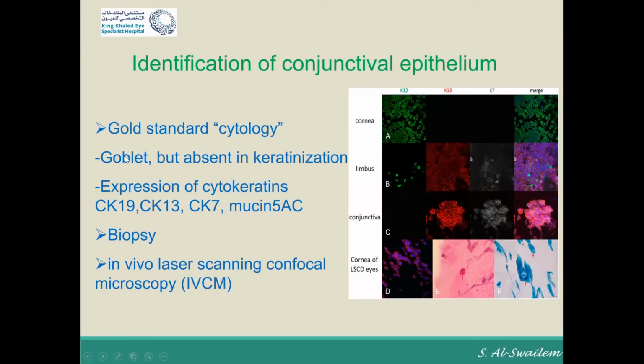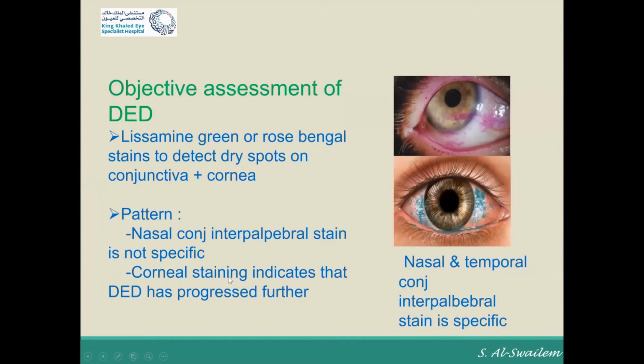Goblet cells are not supposed to be available in the cornea. They're only available in the conjunctiva. So this is the gold standard method. Another way to diagnose the conjunctivalization is by performing a biopsy, or if you have a high resolution in vivo laser confocal microscopy, you can also identify the conjunctival epithelium. Now back again to the diagnosis. So now we know what the signs are and how we can objectively diagnose limbal stem cell deficiency.